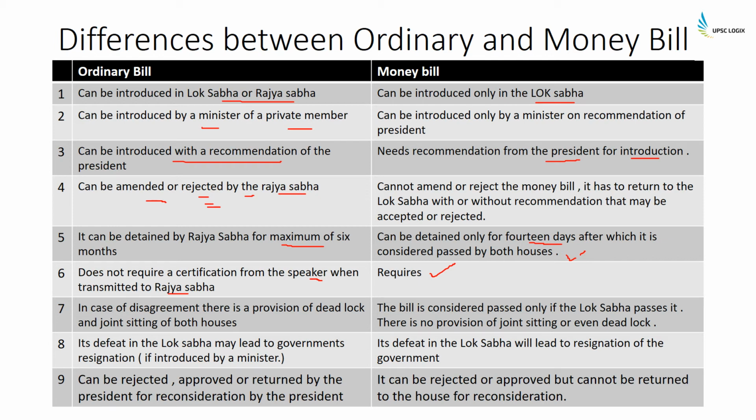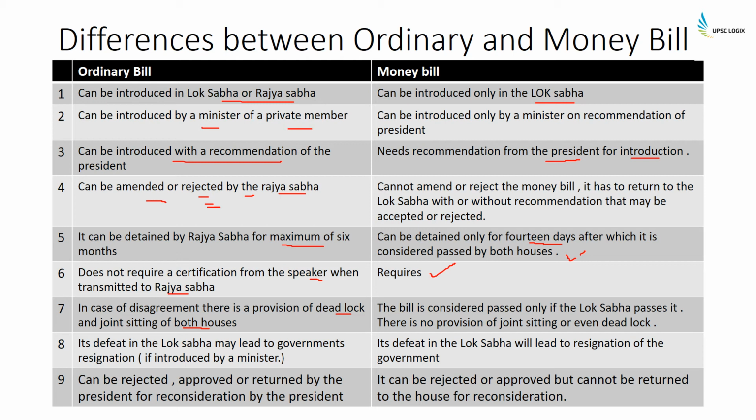In case of a disagreement, there is a provision of deadlock and joint sitting of both the houses. In case of a money bill, there is no such provision. In fact, Rajya Sabha does not have any power, so there is no question of a deadlock or a joint sitting of both the houses.